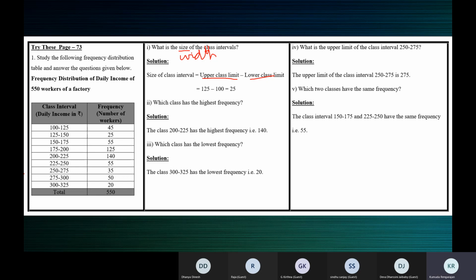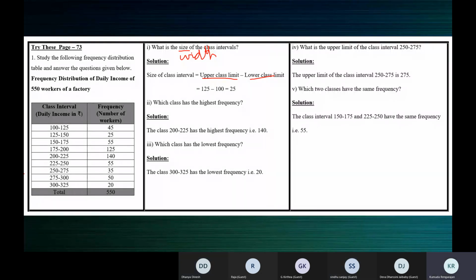Now, 140, the highest frequency, corresponds to the class interval 200 to 225. Which class has the lowest frequency? 300 to 325, ma'am. And what is the lowest frequency? 20, ma'am. Okay.